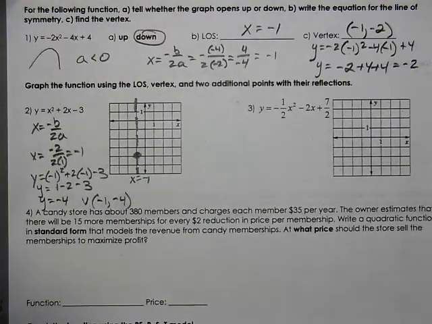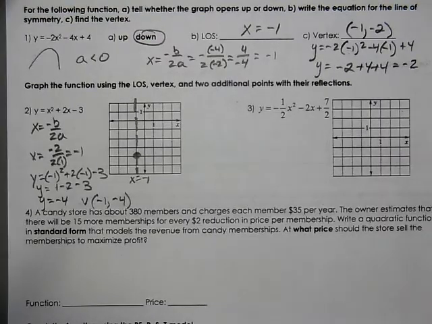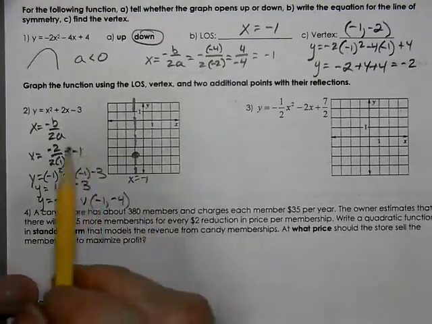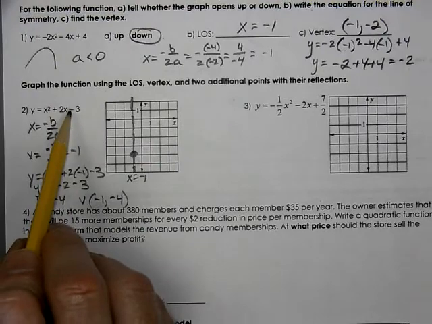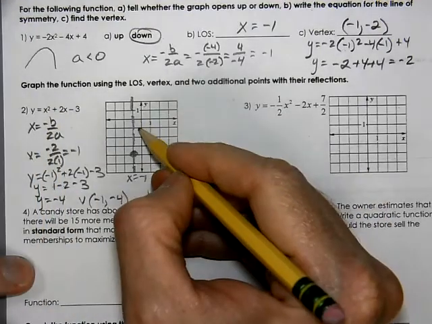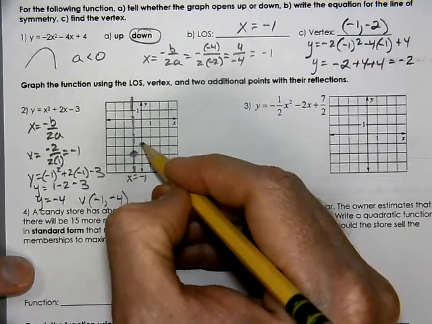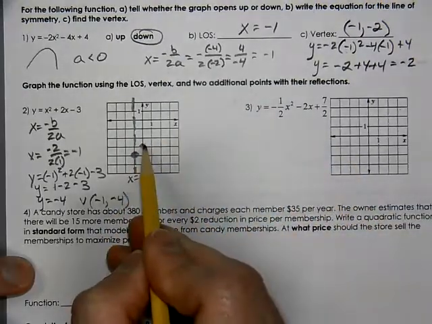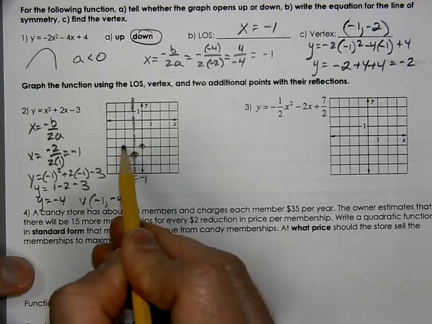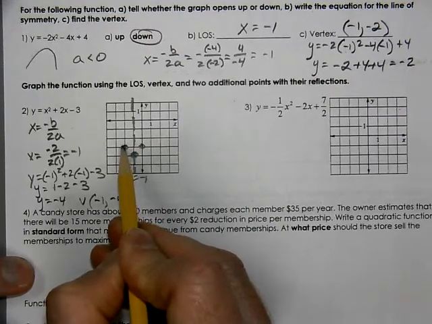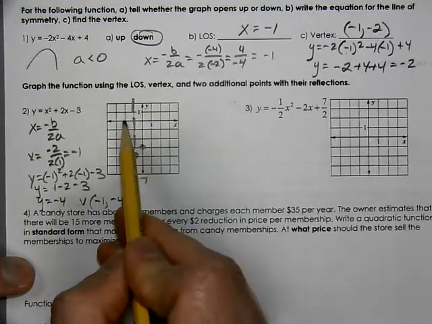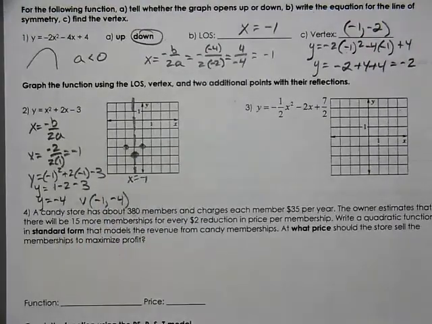So we found the line of symmetry. We found the vertex. Now we're going to test a point. One easy point to work with is negative 3, because that is your y-intercept. And we can reflect that point right across. So we have a reflection point at negative 2, negative 3.